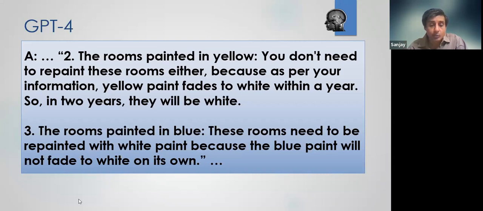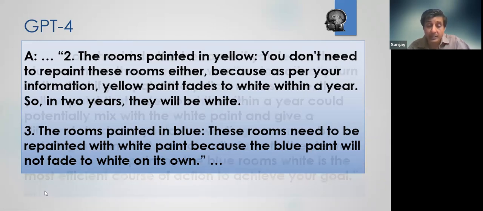The third is the rooms painted in blue. These rooms need to be repainted in white paint because the blue paint will not fade to white on its own. So here it's using its own assumption. It was not told anything about blue. So it's using its assumption. But its assumption is correct. If you think about it, everything so far has been correct, has been completely logical.